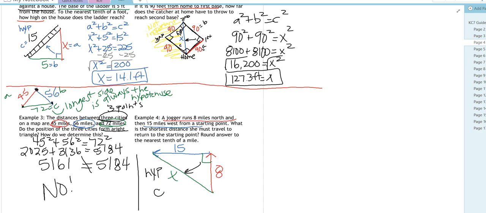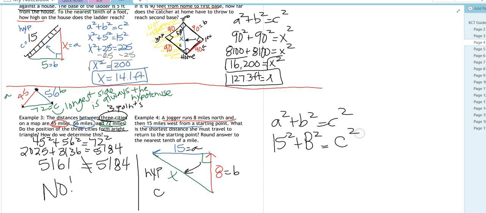And then A and B, again, does not really matter. You can make the 15 A or B. You can make the 8, whatever other one you did not use. So that does not matter because they're going to be on the same side anyway. So setting this up, A squared plus B squared equals C squared is going to be 15 for A, 8 for B, and C, we don't know what C is. Oh, we can write X squared.